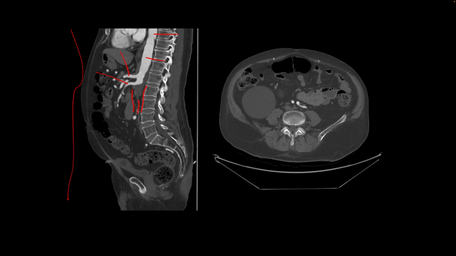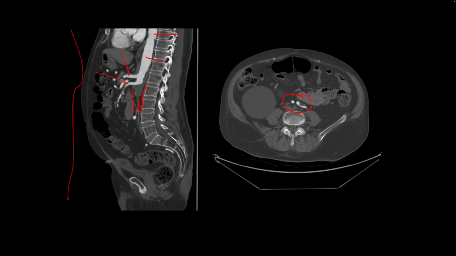And so further down, more inferiorly on this axial image, we find that there are patent bilateral common iliac arteries, and they are patent because of collateral blood supply. And so it's not like when the aorta is occluded below the level of the SMA, there will be no flow distal to that. Collaterals develop over a period of time because this occlusion is not acute.